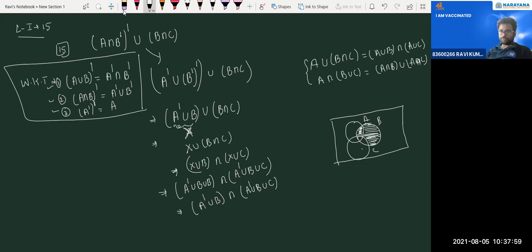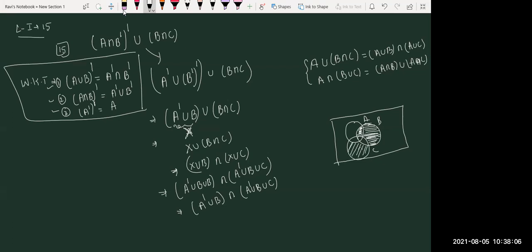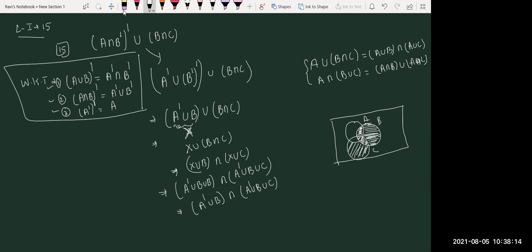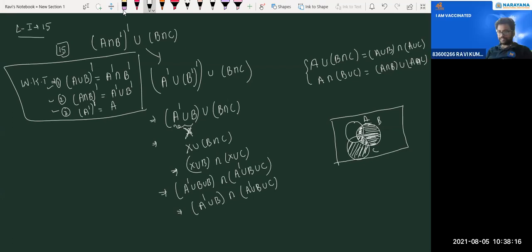A complement union C. C means what will come? C completely will come, including this also. But here, I'm not drawing this one. Why? Because A is there in this part. A we can't take, right? A complement is there. Understand or not?